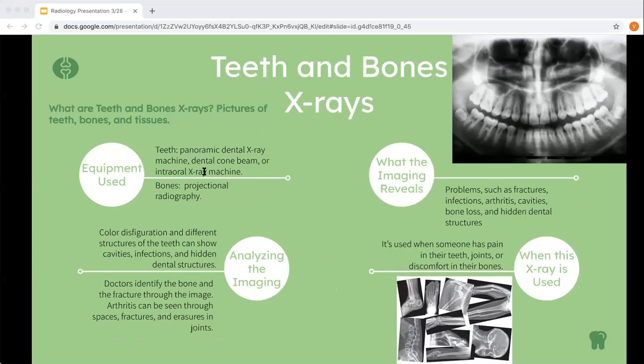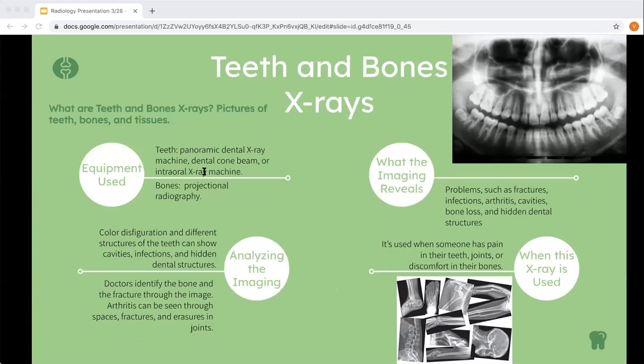Now we'll be talking about teeth and bones X-rays. Teeth and bones X-rays are images of teeth, bones, and the surrounding tissues, so any problems in joints, teeth, or bones can be detected through these pictures. There is equipment used when taking these X-rays. For teeth, a panoramic dental X-ray machine, dental cone beam, or intraoral X-ray machine is used.